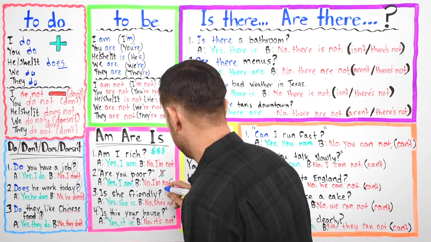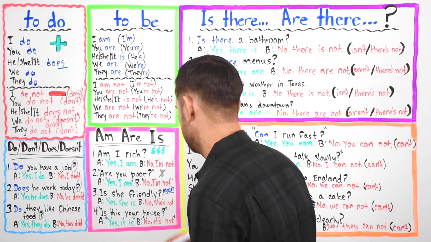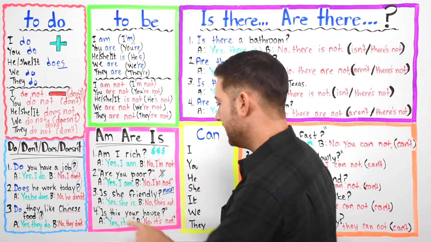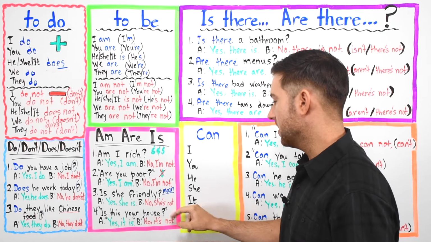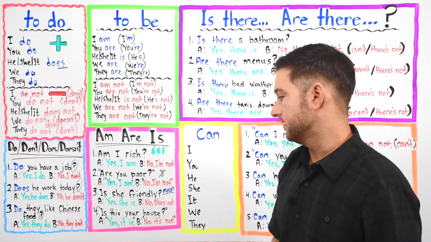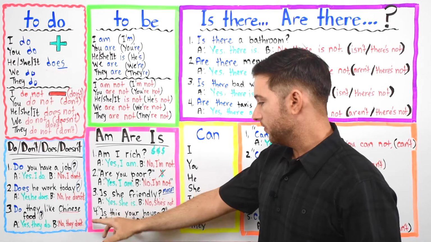I'll write it here. M-E-A-N, mean, okay? So you could say, is she friendly? Yes, she is. Or you could say, no, she's not. She is mean. Okay? All right, let's move on to number four.